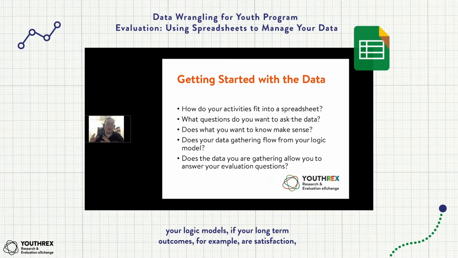So if your long-term outcomes, for example, are satisfaction, what are the interim numbers that you're gathering, like, for example, satisfaction feedback, surveys, or using a validated tool in order to build towards that point? And is the data that you're gathering allow you to answer those questions? So, like sometimes the data that we're gathering doesn't match up exactly with what our goals are, and that has to be refined. Let's take a look at the next slide.